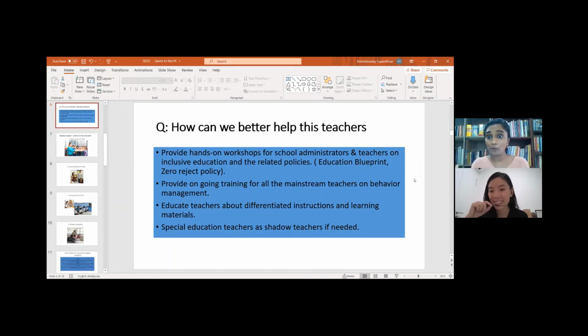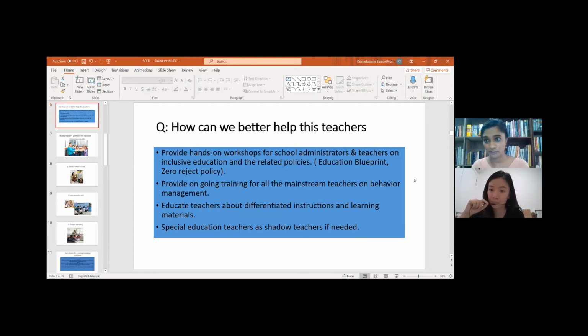It came with some citations, like for example the blueprint, and I also briefed the mainstream administrators on the PK1, the curriculum PK, the co-curriculum PK, the discipline PK, and also the principle of the zero reject policy. Because they need to know why they must come here. So I briefed them about the zero reject policy and what is in it. So that is basically the first hands-on workshop.